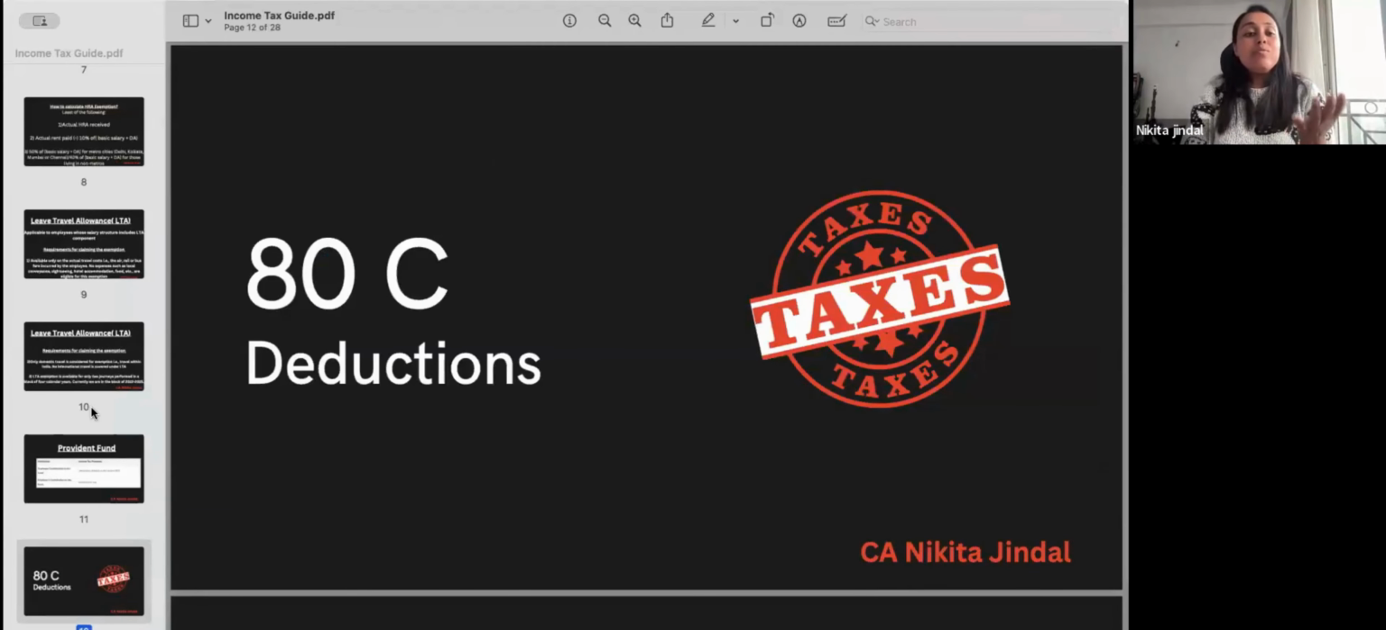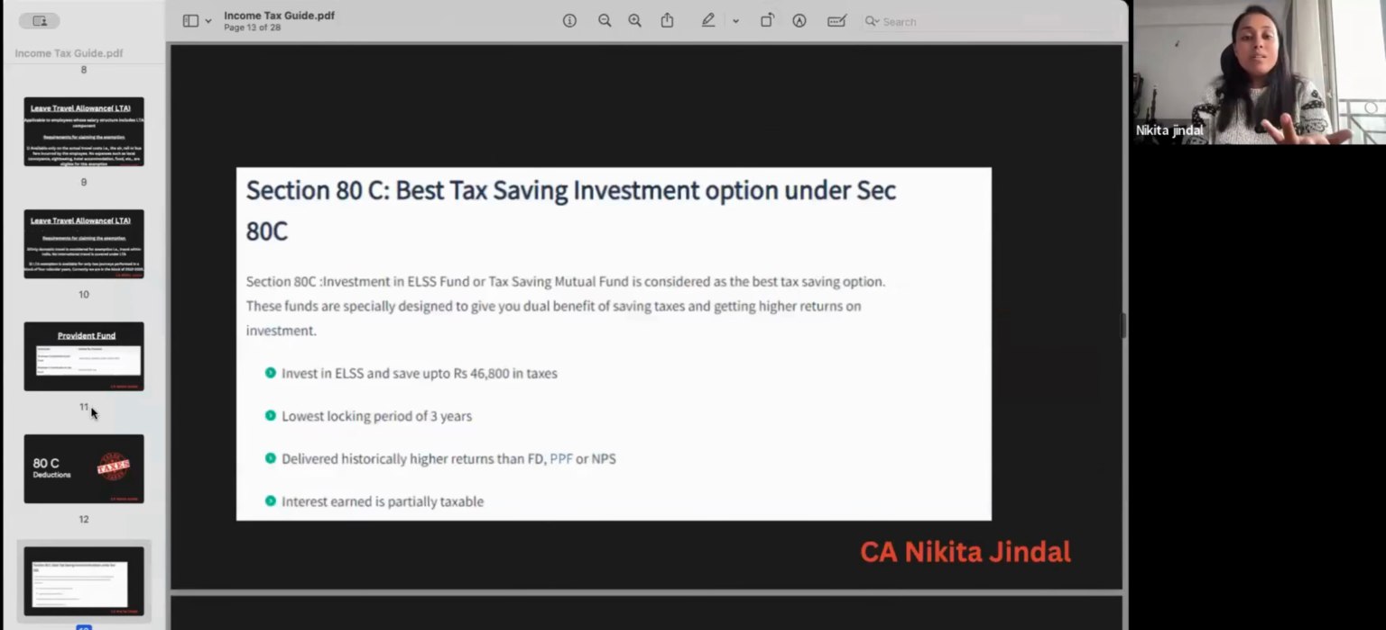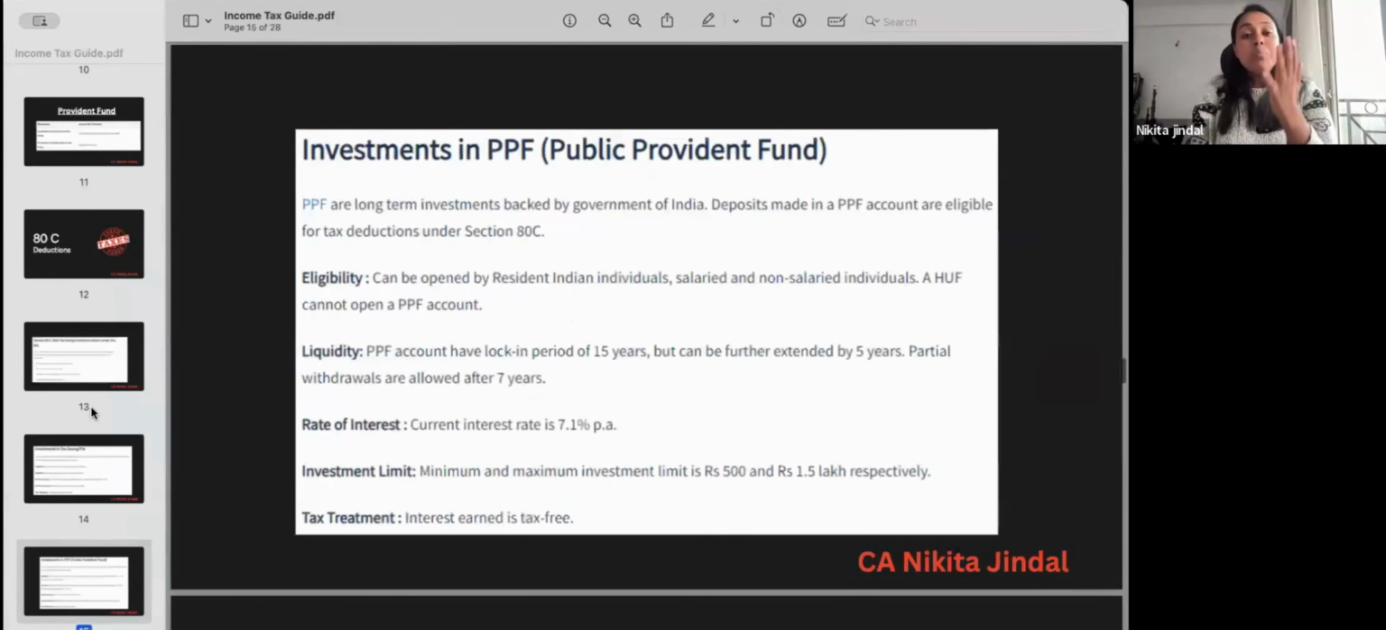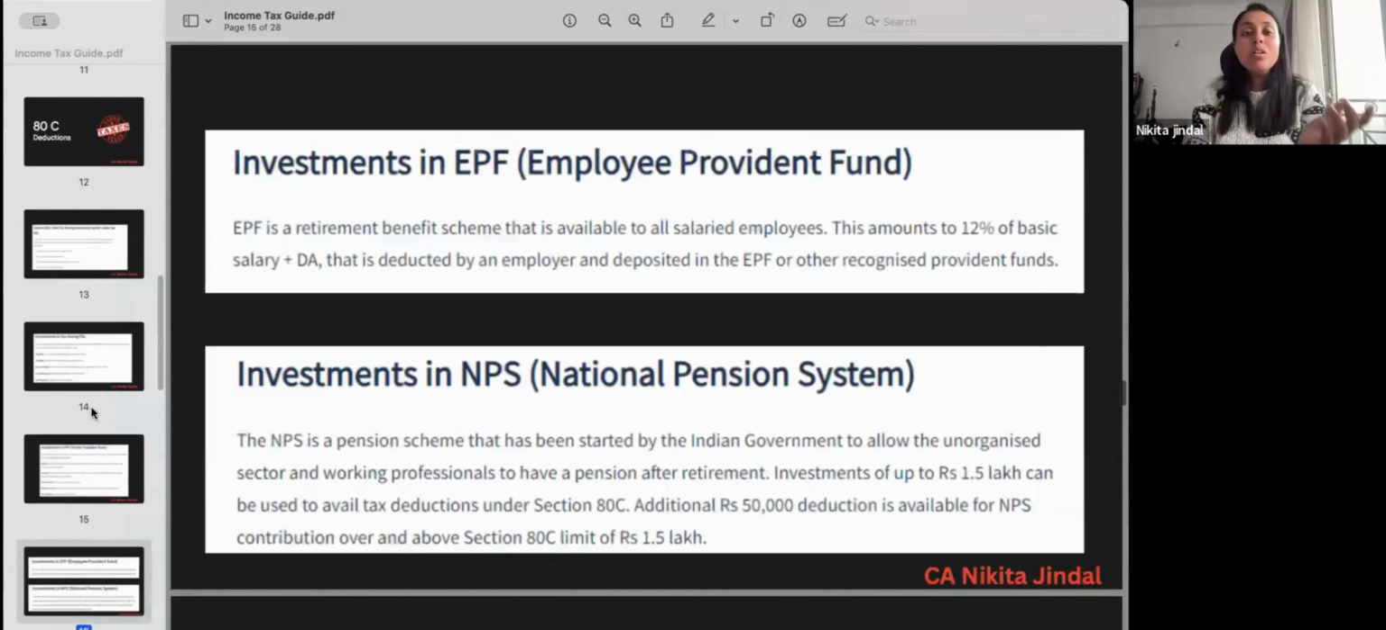Okay, and then under 80C, the most useful is ELSS funds. Other than this, we have talked about tax saving FDs. We have talked about PPF. It is also good. It is government backed, and there's a lock-in period of 15 years, but obviously you can do partial withdrawal. And EPF is also good.